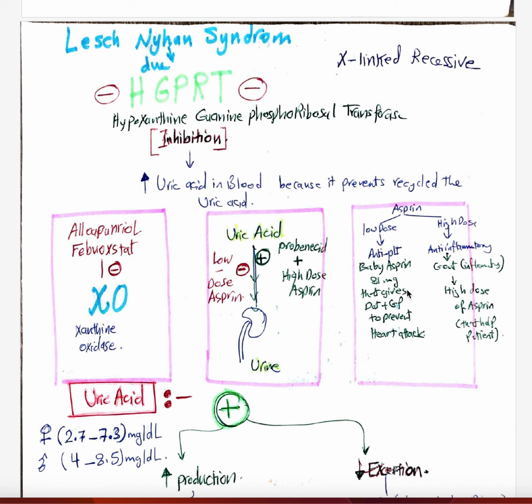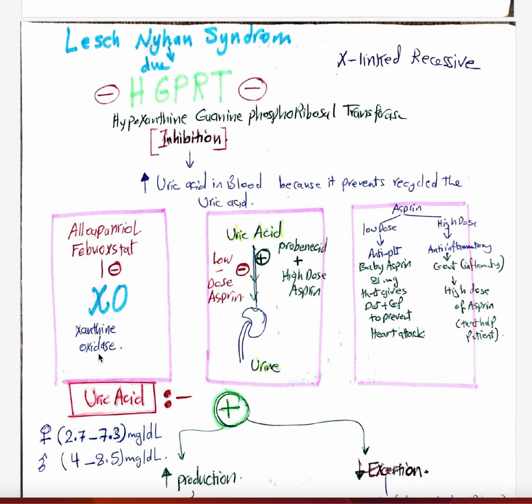And now we talk about the treatment: how we can treat this, how we prevent the uric acid. We have two drugs, allopurinol and febuxostat, and they cause inhibition of the xanthine oxidase enzyme. So that prevents hypoxanthine to xanthine, or xanthine to uric acid, so it prevents uric acid formation. By inhibition of the xanthine oxidase enzyme, we have two drugs, allopurinol and febuxostat.